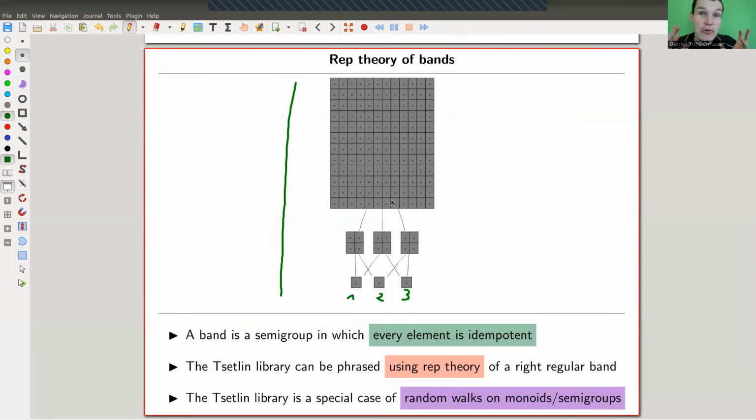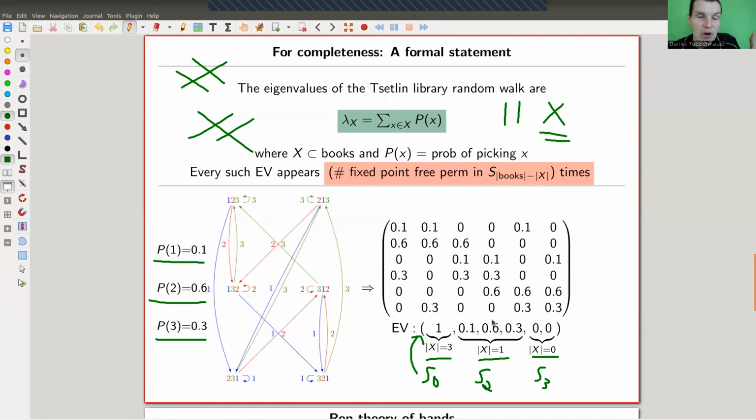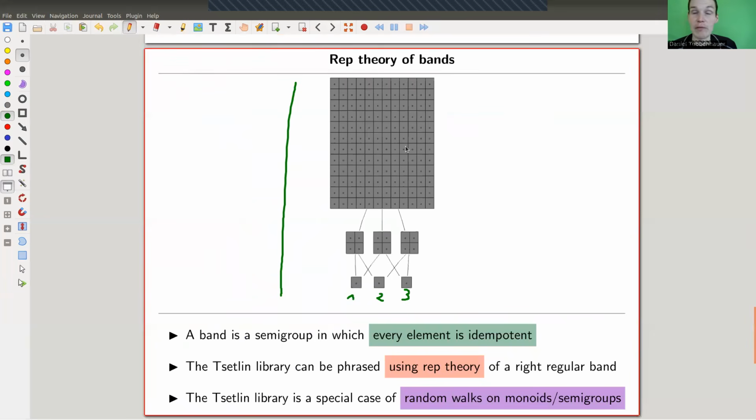And the library itself is then just a special case of random walks on monoids. And the result I showed you, the counting result, which in the end will then determine the long-term behavior by taking powers, and you have eigenvectors and eigenvalues and so on of the system. It's just a special case of random walks on monoids. Or semigroups even in general. They don't need to have identities. So this monoid actually doesn't have an identity.